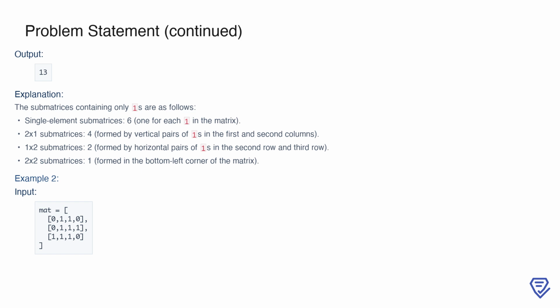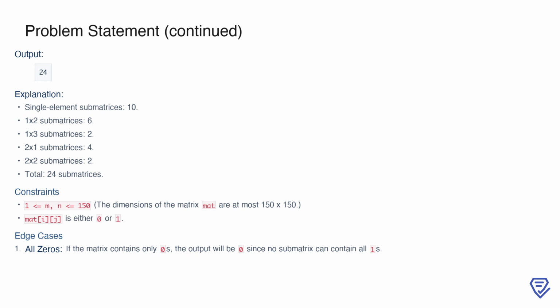To understand this, let's break it down. There are 6 single-element submatrices containing 1, one for each one in the matrix. Then, we have 4 2 by 1 submatrices, which are formed by vertical pairs of 1s in the first and second columns. Additionally, there are 2 1 by 2 submatrices, formed by horizontal pairs of 1s in the second and third rows. Finally, there is 1 2 by 2 submatrix, located in the bottom left corner of the matrix. When we add these together, we get a total of 13 submatrices containing only ones.